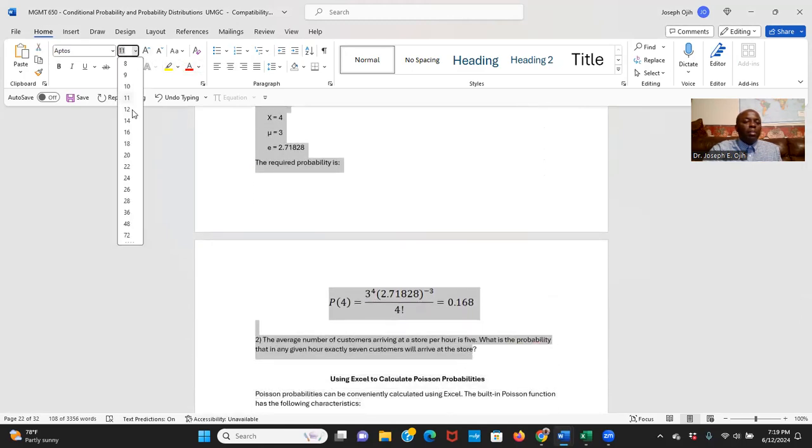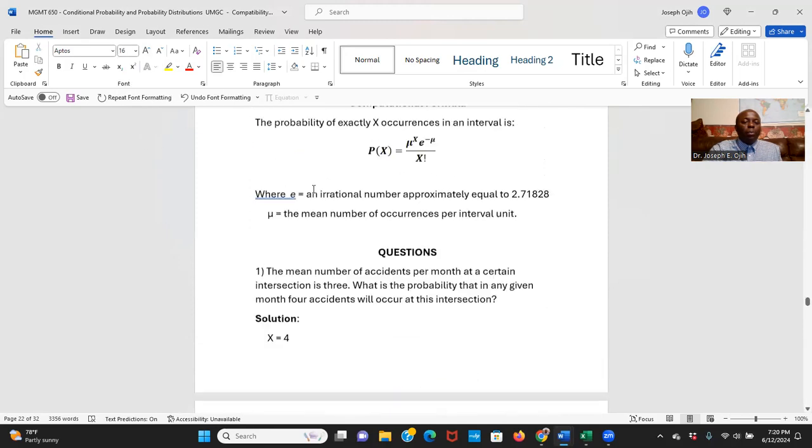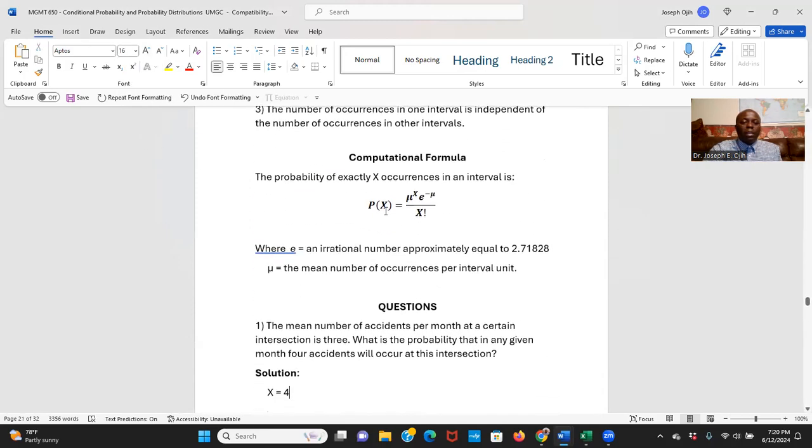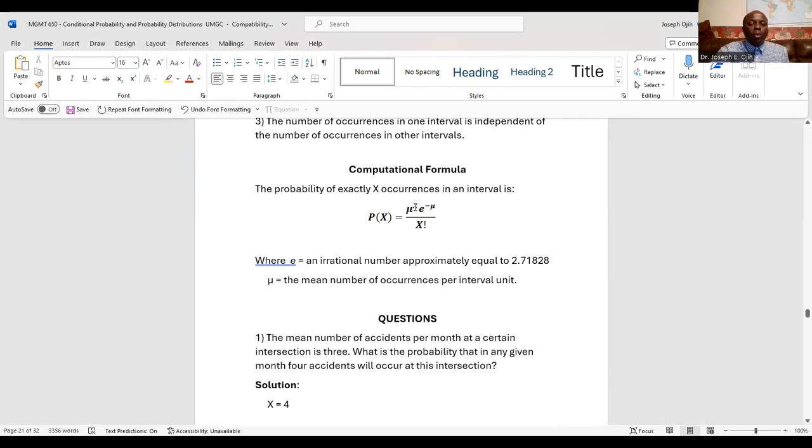And for computing the Poisson probability, I want to show you the formula we use. To compute it, we use this formula here. P(x) equals mu to the power x, times e to the power negative mu, divided by x factorial, where this small e represents the number 2.71823. It's an irrational number. It's a constant given for this kind of distribution.